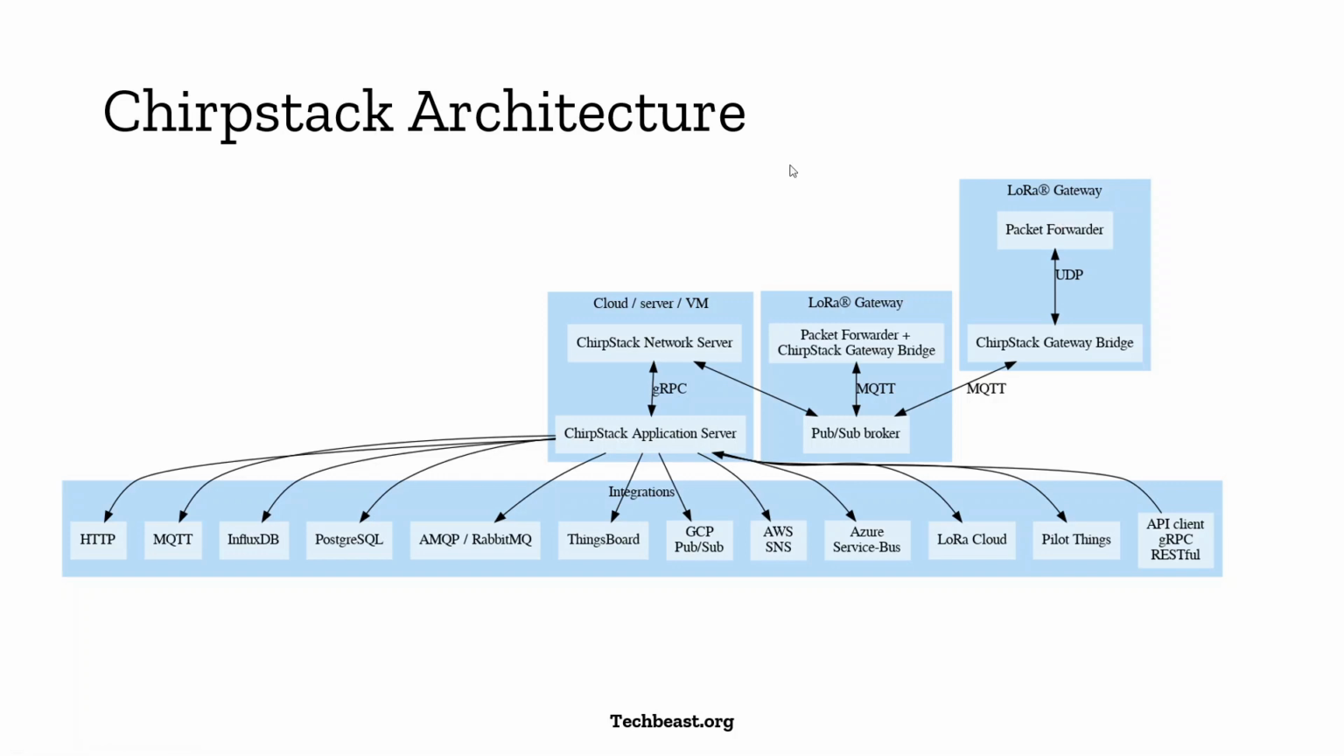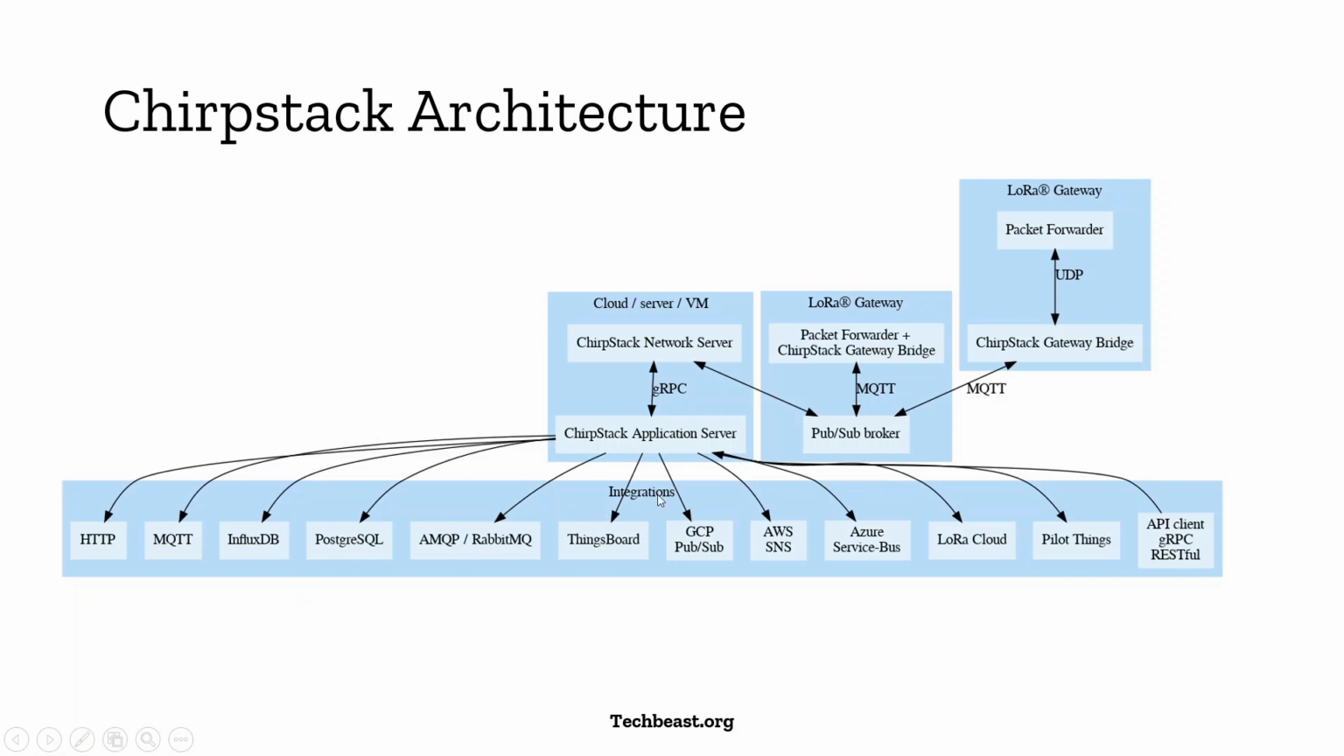So this packet forwarder will forward all the LoRa packets to the ChirpStack Gateway Bridge over the UDP protocol. Then from the ChirpStack Gateway Bridge, it will send the data to the ChirpStack Network Server over MQTT, and the ChirpStack Network Server and the Application Server will talk via the gRPC protocol. Both the Network Server and the Application Server have an API available, and any external software can talk to the ChirpStack Application Server over this API.